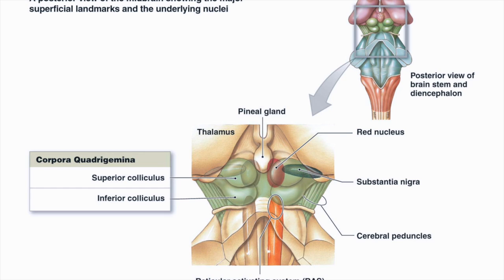The midbrain, here's a posterior view of the midbrain. It regulates auditory and visual reflexes and controls alertness. The corpora quadrigemina, which you can see here, they are sensory nuclei that control reflexes. The reticular activating system, which you can see right in here, it makes you alert and attentive.